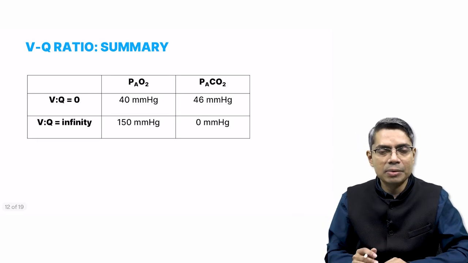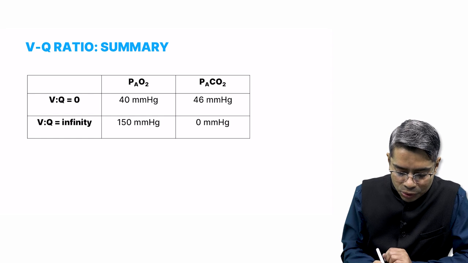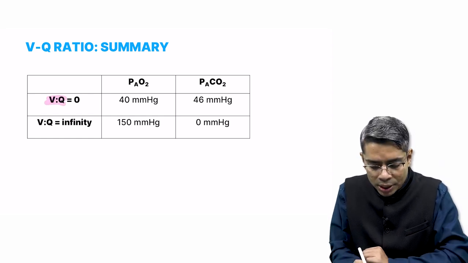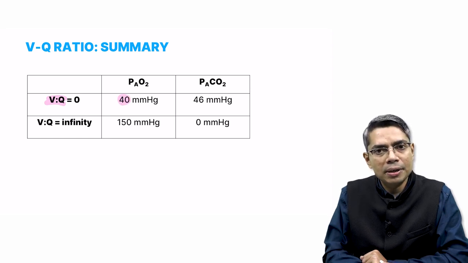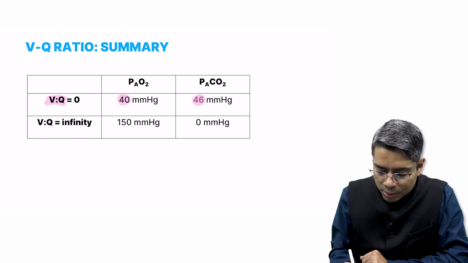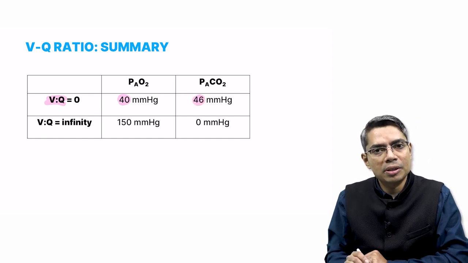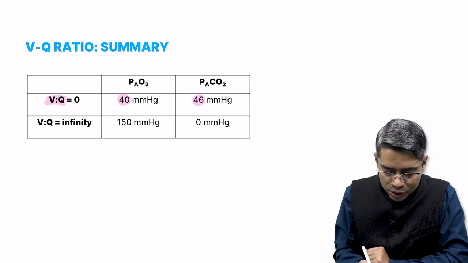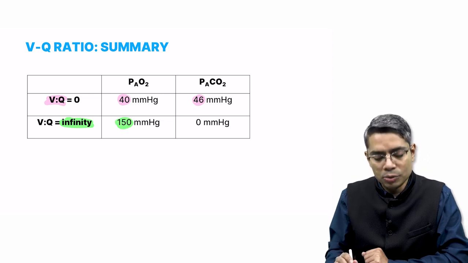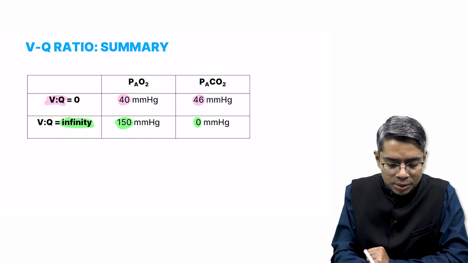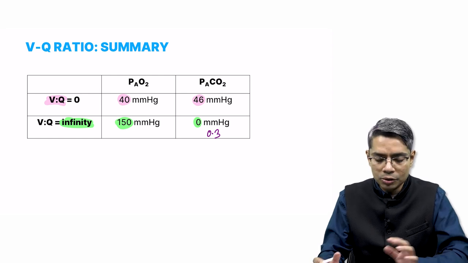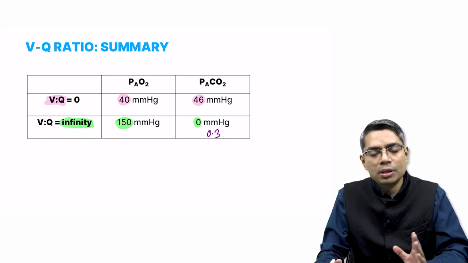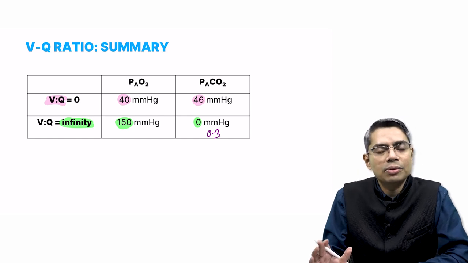So this concept has been given here: if the VQ ratio is 0, the partial pressure of oxygen is 40 millimeter of mercury in the alveoli, and the partial pressure of carbon dioxide is very high, 46 millimeter of mercury. But whenever your VQ ratio is infinity, the higher the ratio, the higher the partial pressure of oxygen in the alveoli, that is 150 millimeter of mercury, and the partial pressure of carbon dioxide is near equal to 0, that is actually 0.3 millimeter of mercury. So this is all about your VQ ratio summary and the concept that you require.